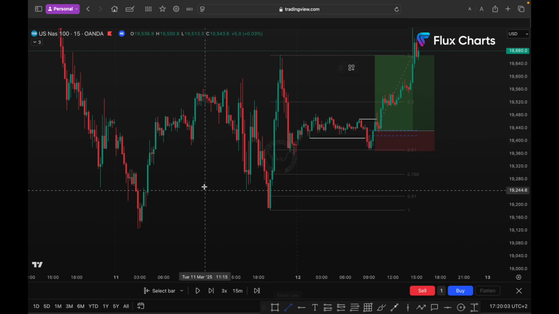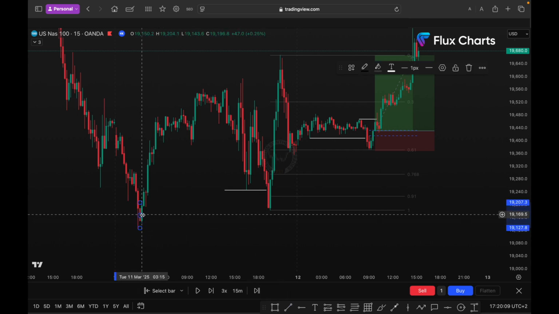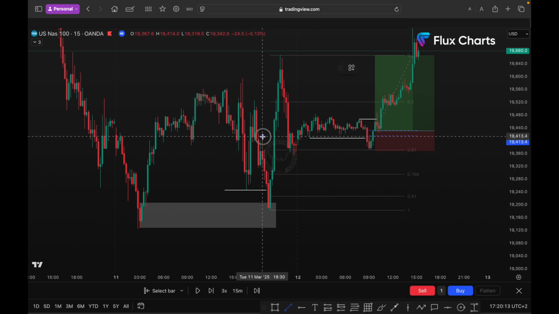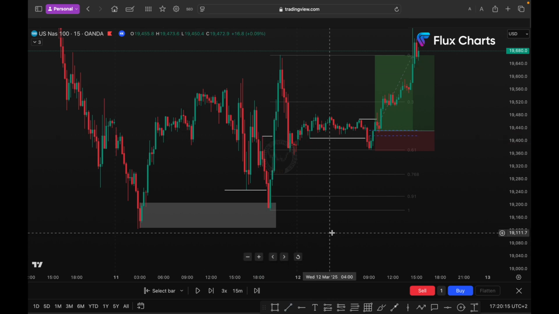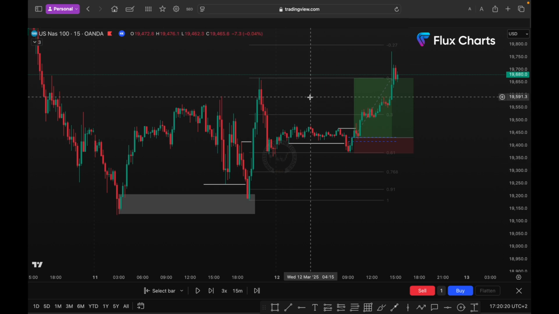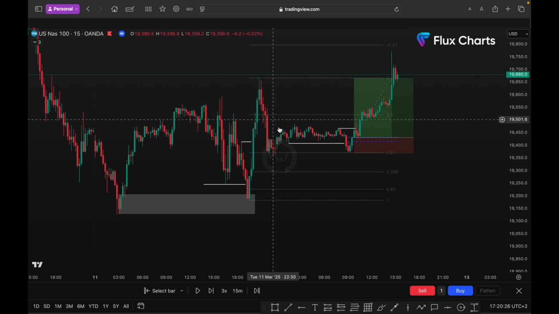Let me just draw this out. So a liquidity sweep happened here. We came from this order block right over here, as you can see. We had our market structure shift. So this can also be your own discretion. I'm going to make a full video on just market structure shifts, basically just market structure in general.